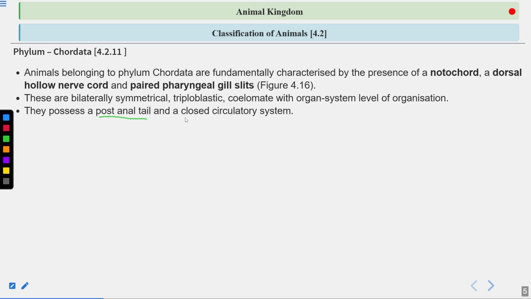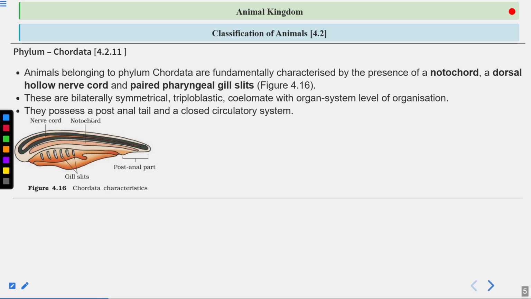And it has a closed circulatory system. The circulatory system is closed type, meaning from the heart, there are different blood vessels that carry blood from the heart to the different organs. Okay, so they have a closed circulatory system.